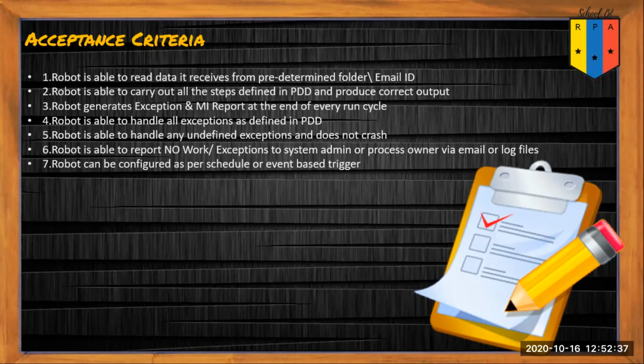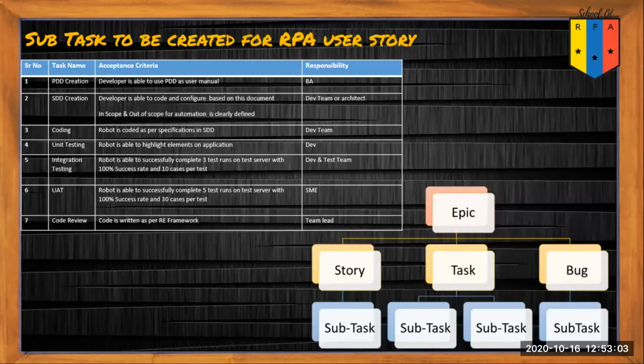Either way. And last, robot can be configured as per schedule or event-based trigger. So I should be able to configure the robot to start based on either an event, like receiving an email or receiving some messages, or as per schedule, like 9 a.m. every day, 10 a.m. every day, something like that.